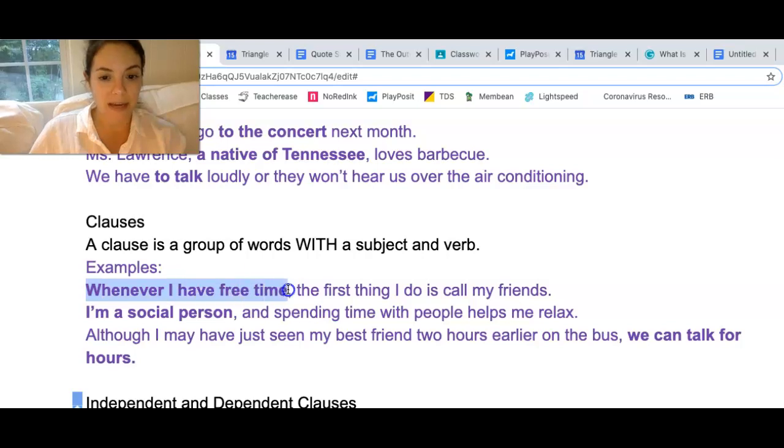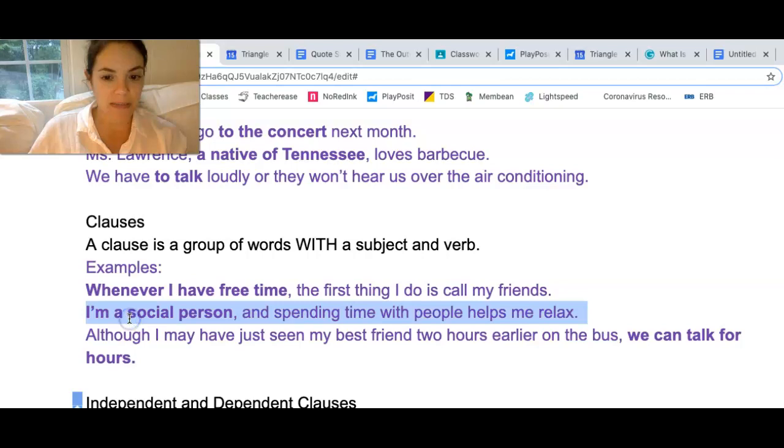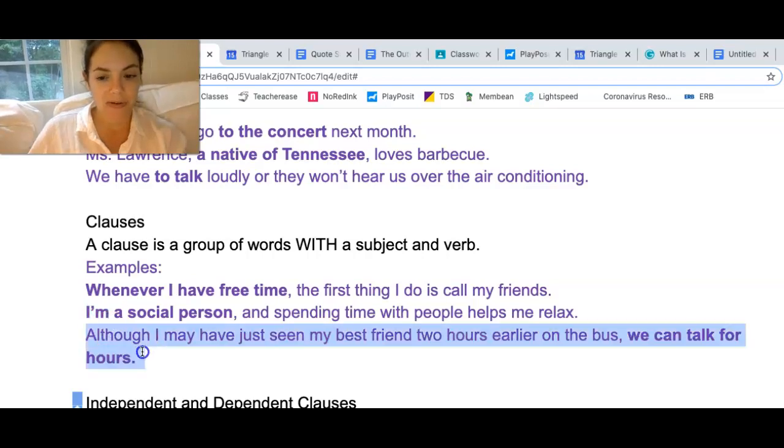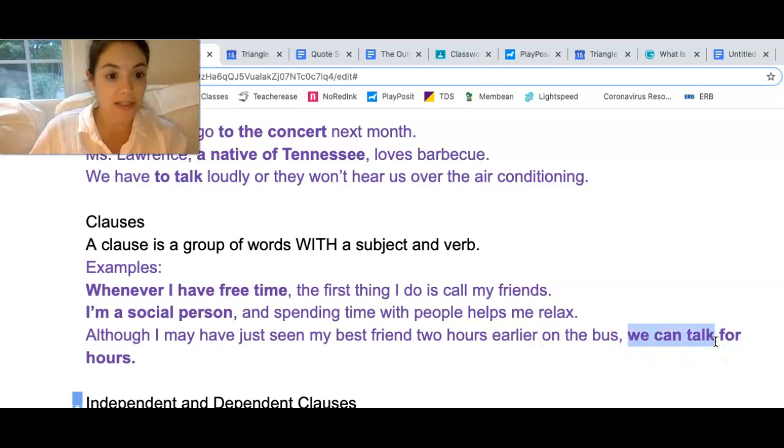Whenever I have free time, the first thing I do is call my friends. So notice whenever I have free time, I've got the I have in that sentence. Okay, I'm a social person and spending time with people helps me relax. I'm a social person. I've got the subject-verb pair I'm. Remember that's a contraction of I am. Okay. Although I may have just seen my best friend 2 hours earlier on the bus, we can talk for hours. We can talk is my subject and in this case a verb phrase. So that one is also a clause.